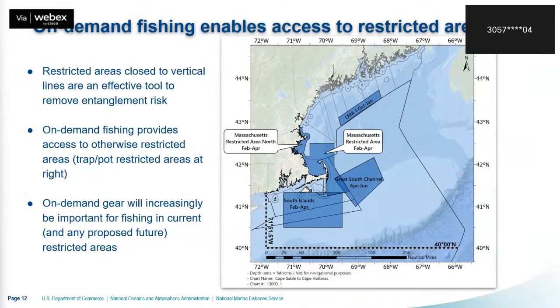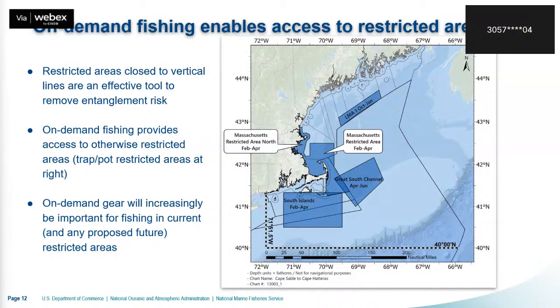So here is a figure that just shows the areas that are currently restricted under the Atlantic Large Whale Take Reduction Plan for all fixed gear fisheries at certain times of the year, based on when the occurrence of right whales is so high that the fishing of any vertical lines within these areas would pose an unacceptable risk. And clearly, there are quite a few of these areas that are already in place now.